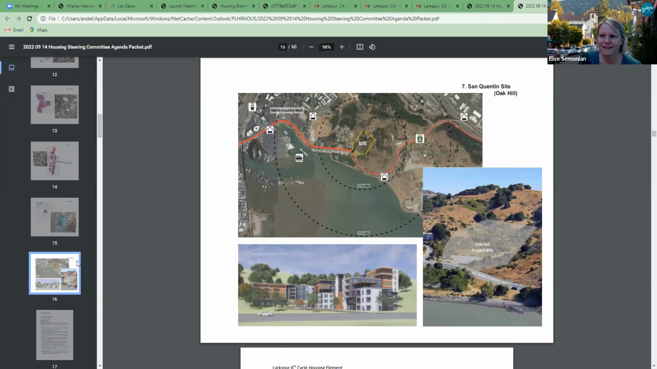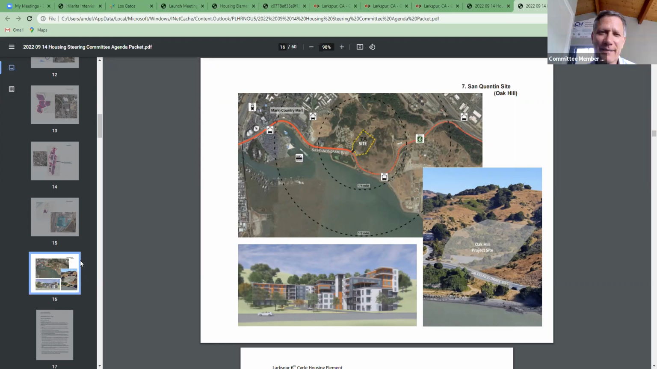We've counted it in our calculations because it really makes a difference in our calculations. It's a quarter of the units that we need. And it's 100% affordable housing. So it's a really important site to have developed for our housing elements.